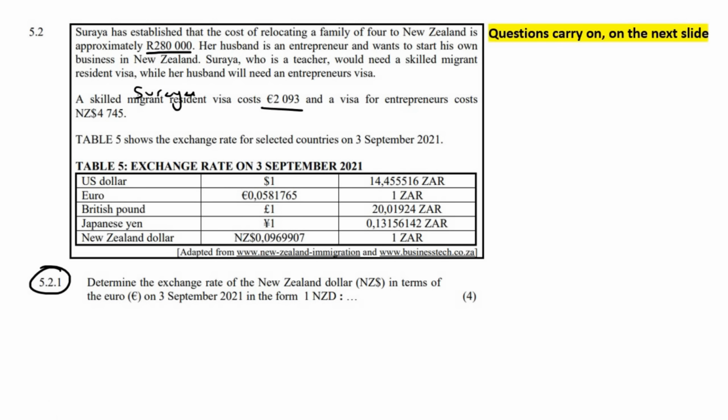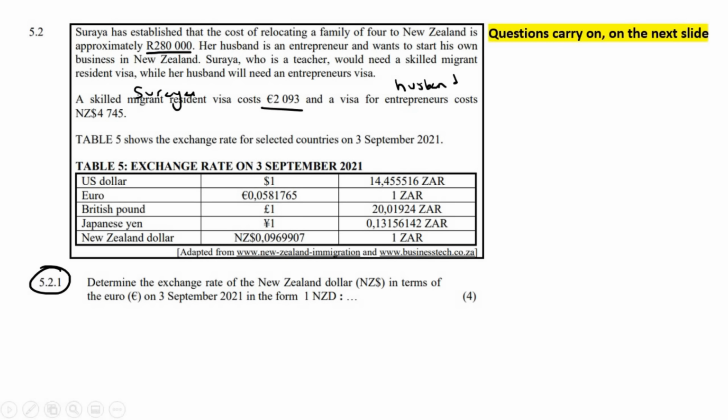And a visa for entrepreneurs, that's going to be for the husband, costs 4,745 New Zealand dollars. Table 5 shows the exchange rates. Determine the exchange rate of the New Zealand dollar in terms of the euro on 3 September 2021 in the form of 1 New Zealand dollar.